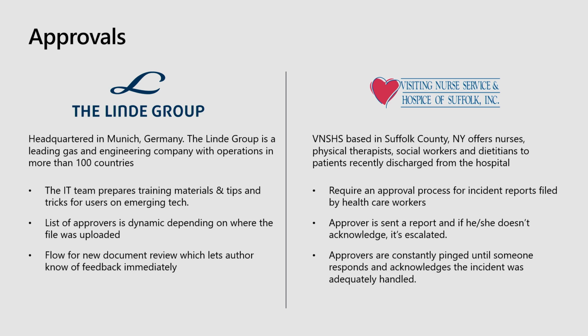Similarly, we have VN SHS. So they're based in New York State, and they provide services for dietitians, physical therapy, and so on for people who are recently discharged from hospitals. They have a business-critical process that requires any incident report that's been created by a caseworker to be reviewed and approved. This is fundamental to how they operate. And if they don't receive approval on that particular report, it needs to be escalated. Again, this is an example of a process that they were able to completely automate using Flow.